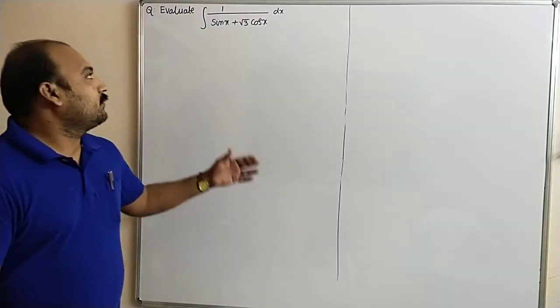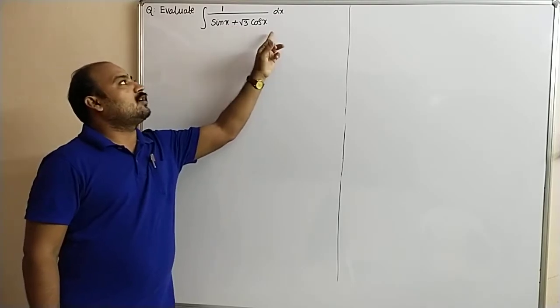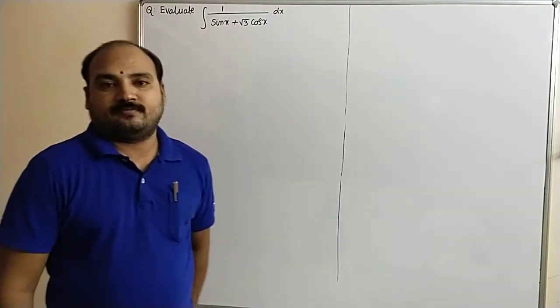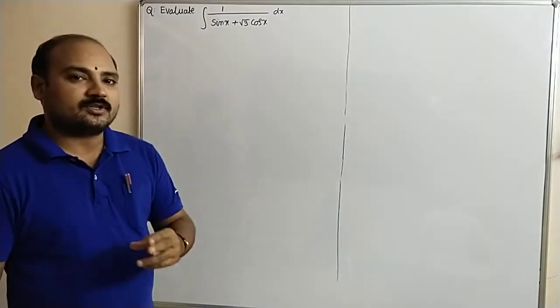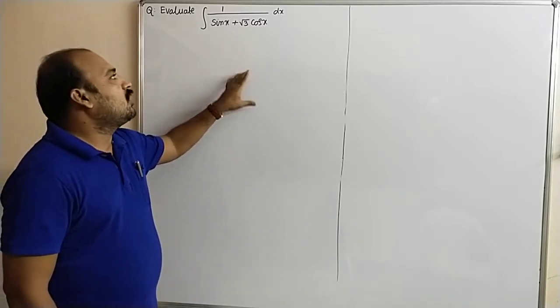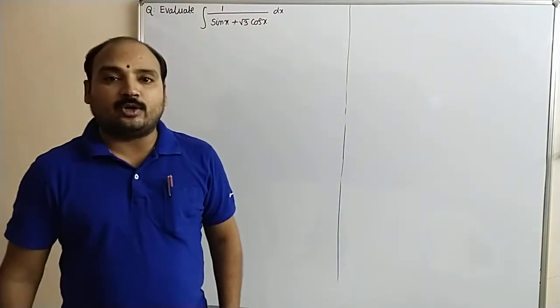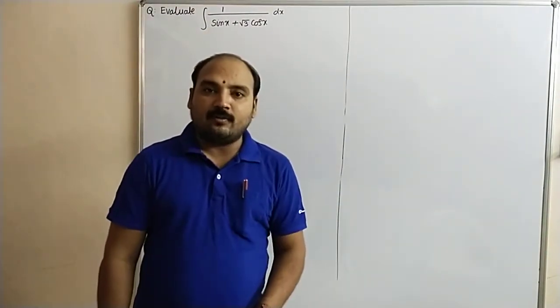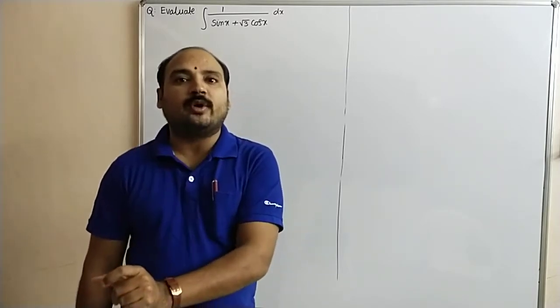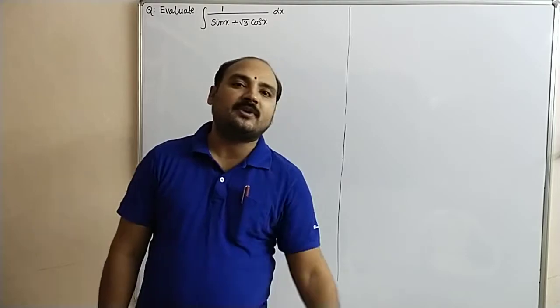The next question. Evaluate integral 1 by (sin x plus root 3 cos x) dx. Here two methods are there to evaluate these types of problems. One is to write sin x and cos x in terms of tan x by 2. We have to write the formulas. After that, tan x by 2 equal to t. Then differentiate with respect to x, dx equal to 2 dt by (1 plus t square).